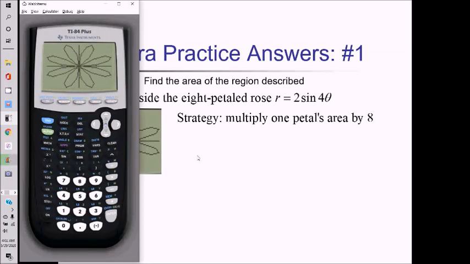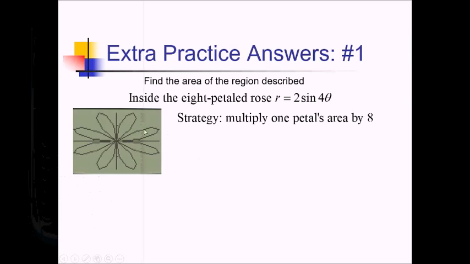To figure out the limits of integration for this first petal, I'm going to figure out where the r value first equals 0, so set this equal to 0 and solve for theta. If I divide both sides by 2, that gives me sine of 4 theta equals 0. Sine of an angle is 0 where the y value on the unit circle is 0. That happens at 0, pi, 2 pi, 3 pi, every integral multiple of pi.